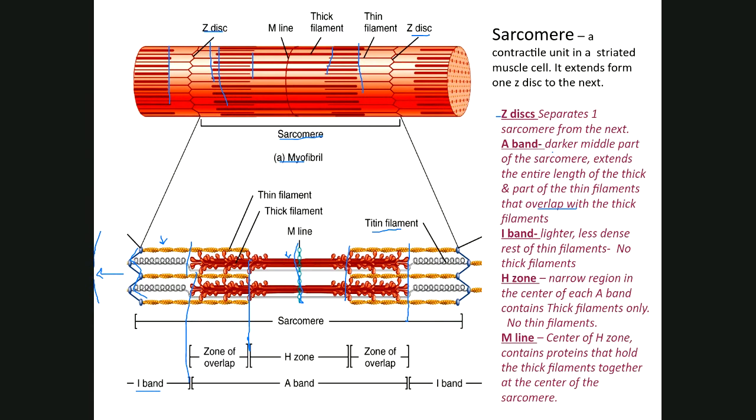The I band, and the way we're going to remember that, I is thin as opposed to H is thick. So the I band only has thin filaments, where the H zone in the middle here only has thick filaments, okay? And the M line in the center connects to the thick filaments, and the Z discs connect to the thin filaments, plus they separate one sarcomere from the other.